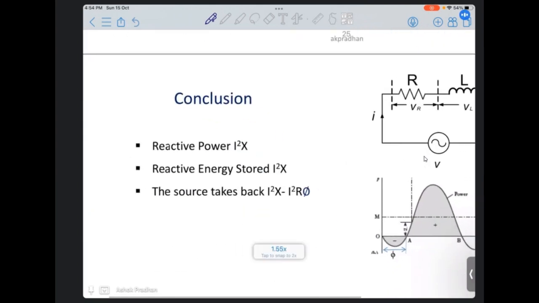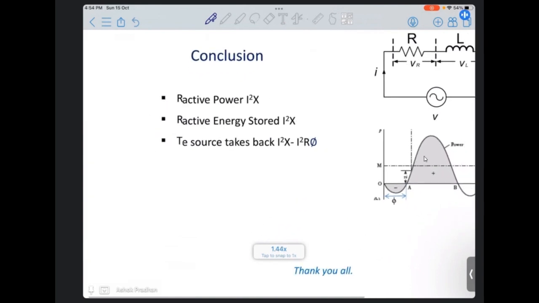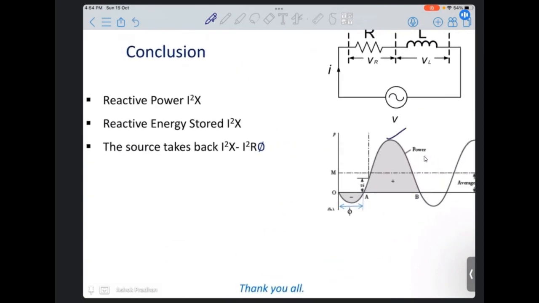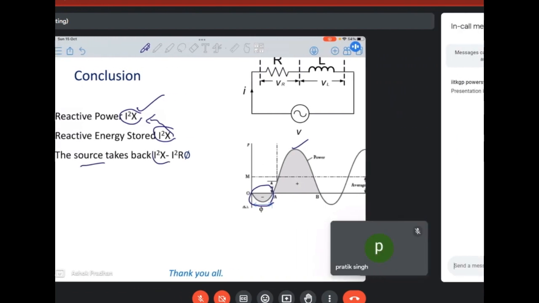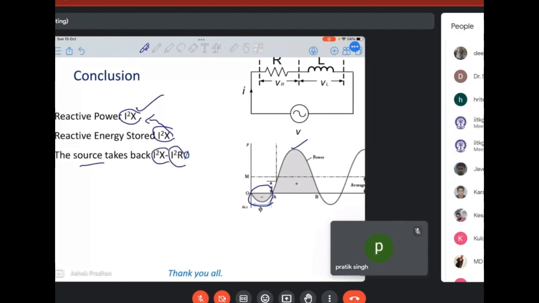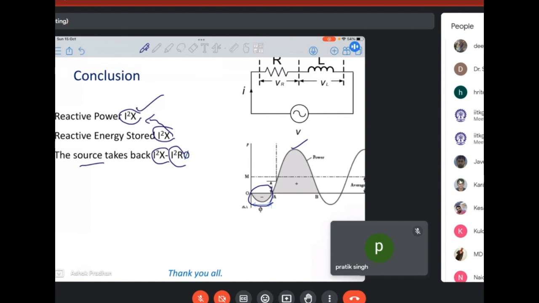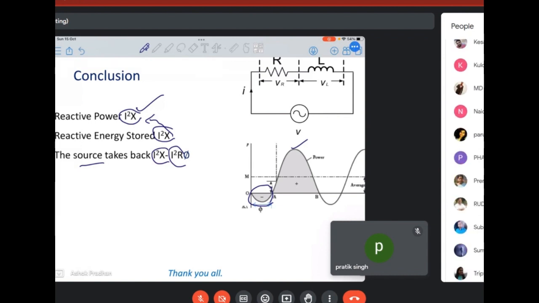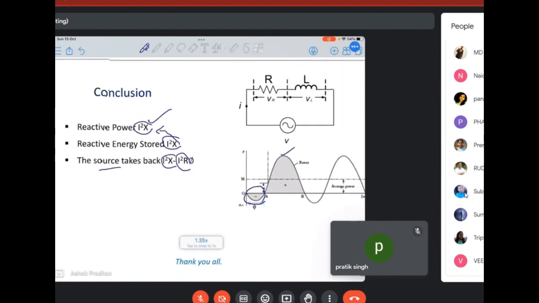So the conclusion here is that when you analyze this RL circuit, or similarly the RC circuit, the power curve has both a positive and a negative half. In the negative part, it gives back energy to the system. In that process, we say it gives I square X, which we saw. The reactive power stored in the inductor is I square X. Whatever I square X is stored, that is given back to the system, to this source. If phi is more and more, then it can give more and more. If phi is smaller, it can give smaller and smaller. So that is what this is about.